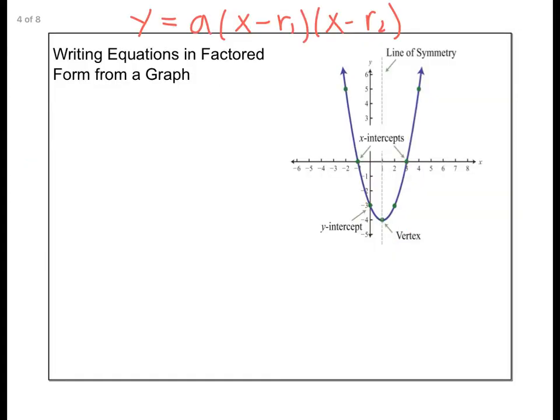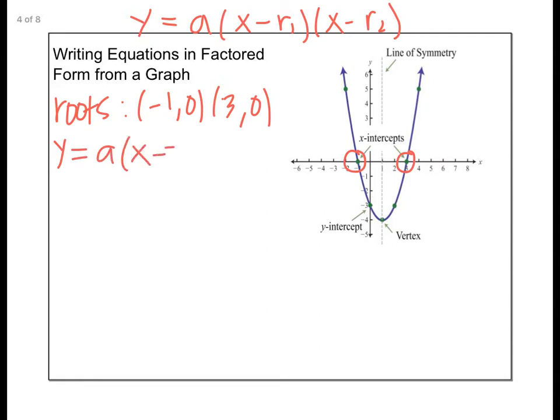All right, now writing equations in factored form from a graph. We have the generic formula up top. I like to identify my roots first. So my roots are at -1, 0, and that's this one, and 3, 0, which is this one. So I can plug those in right away. So my equation would start as y is equal to a(x minus -1)(x minus 3), which would change this to adding. And it flips, so that makes sense.